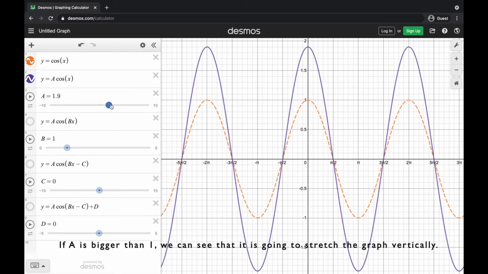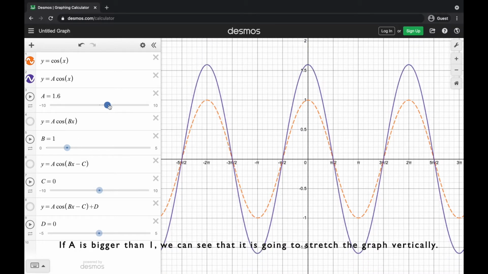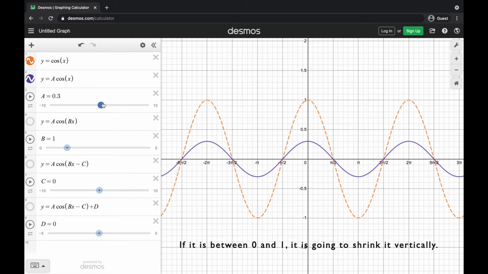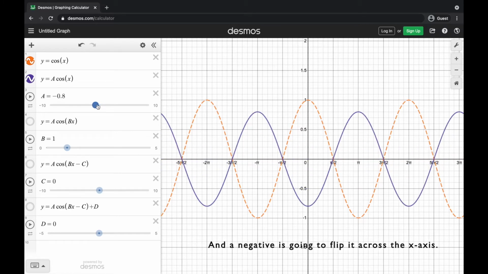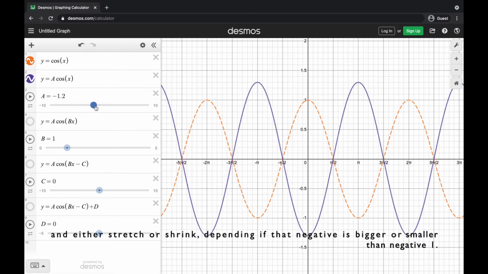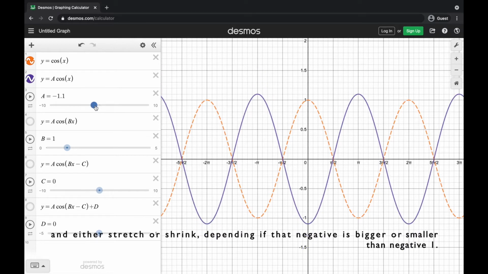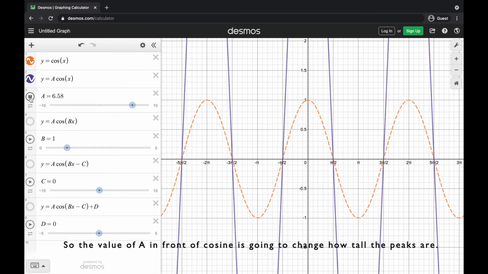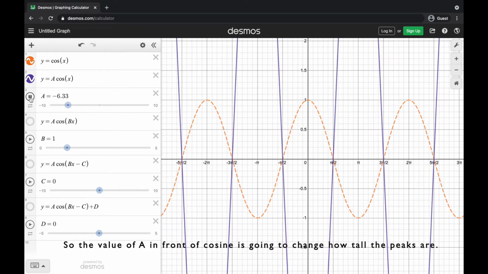If a is bigger than 1, we can see that it's going to stretch the graph vertically. If it's between 0 and 1, it's going to shrink it vertically. And a negative is going to flip it across the x-axis, in either stretch or shrink, depending on if that negative is bigger or smaller than -1. So this value of a in front of a cosine is going to change how tall the peaks are.